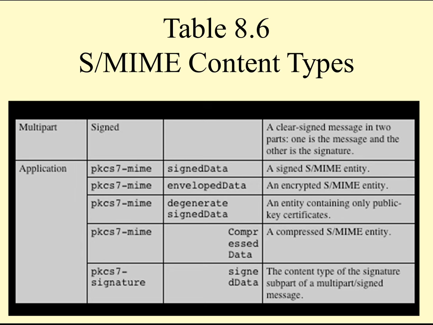Since we are transmitting S/MIME over MIME, we have to use some different content types, similar to what I just showed you in the MIME headers. Here we have multipart/signed, which would be a clear signed message in two parts. We also have different applications if we're using signed data, enveloped data, compressed data, and so on. Again, this is very similar to PGP. These are just the header types that have to go into that content type field so that we can let our receiver know exactly what we've done with the email once they have received it.